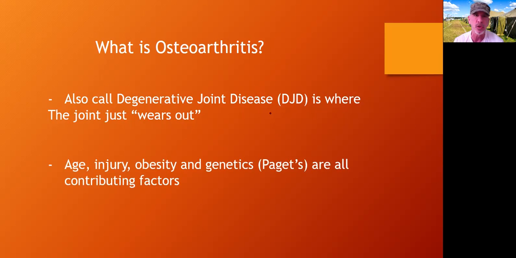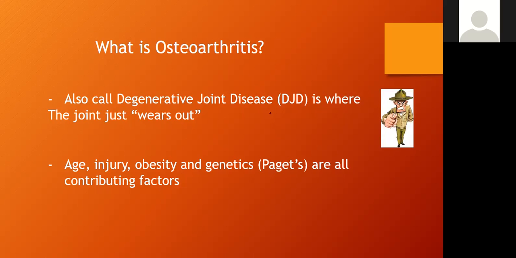Factors that go into creating osteoarthritis are age. We used to call it in the ER TMB, too many birthdays. Injury, obesity, of course, for the weight on the joints, and genetics. Paget's disease is one that leads to osteoarthritis. These are all contributing factors. Might want to remember that first one there. Moving on.